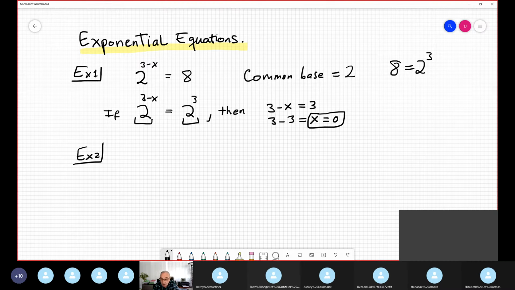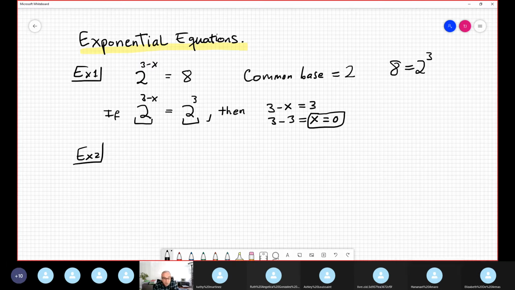Okay, the challenge is obviously to try to find the common base in each problem. I have a lot of problems. Suppose 5 raised to the 2x plus 1, this is the exponent, equals 25. Solve for x. My question is, what is the common base in this case?